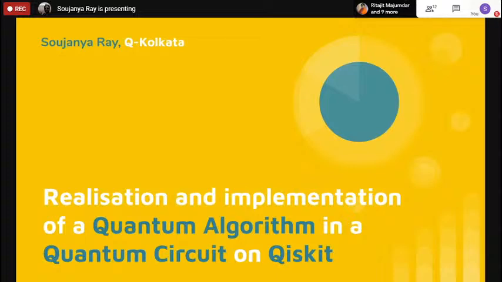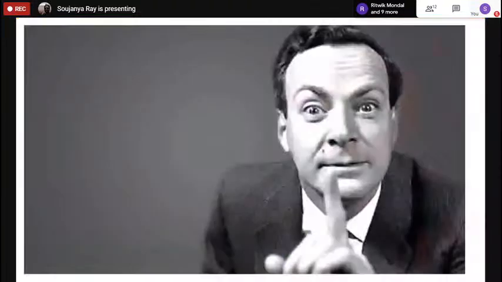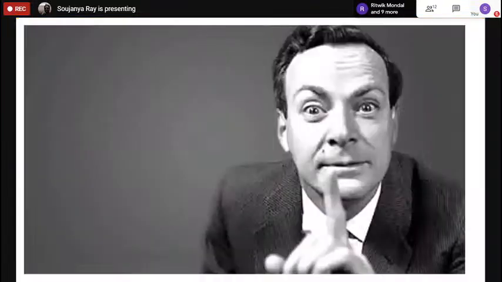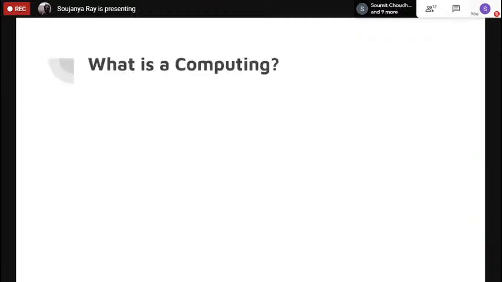So without further delay, let's start the session. So first thing I want to talk about, let's put on the thinking cap of Sir Richard Feynman and let's start today's session. So first of all, what is computing? Before we get into quantum computers, we need to understand the bare bones of computers.